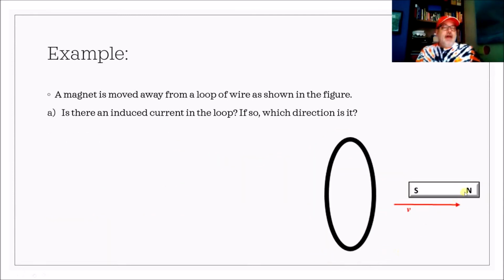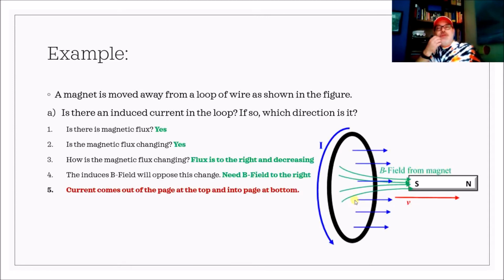So this time I have a north-south magnet moving to the right. I'd like for you to pause the video and determine which way the current will be going through this loop. All right, ready, set, pause the video. Okay, let's go through it together.